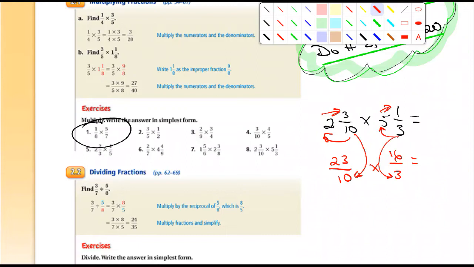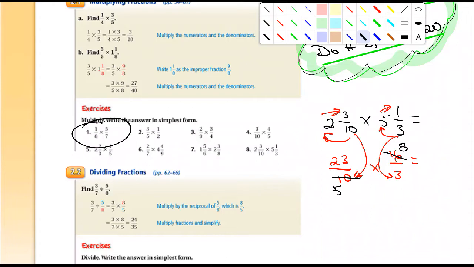Can we do any cross-canceling? Yeah, we certainly can. I'm looking at, let's say, 10 and 16, for example. Is there a number that will go into both 10 and 16 evenly? Yeah, Miss Werner has her hand up. It's 2. 2 goes into 10, how many times? 5. 2 goes into 16, how many times? That would be 8. The other two that we could possibly cross-cancel would be 23 and 3, but 3 does not go into 23 evenly.